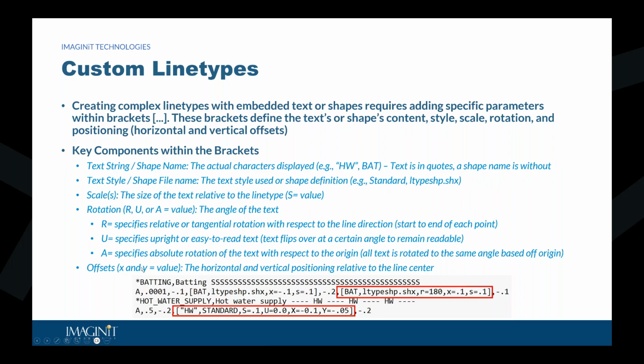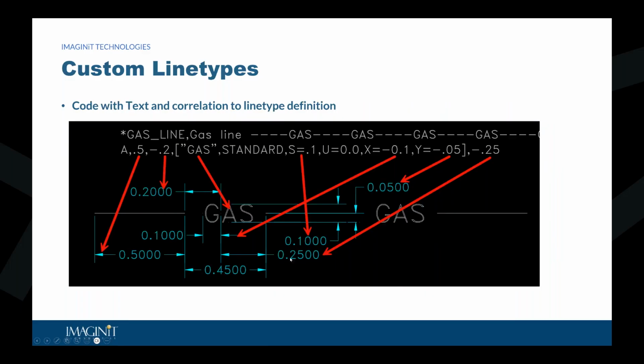And then you have your offsets, your X and your Y value. This is the horizontal and vertical spacing relative to the line center. So with that, we're going to get into what these codes actually mean when we're building a line type. So again, we have gas underscore line, because again, we can't have spaces. And then we have gas line with spaces, and it just kind of tells you what it looks like. And then we have our A, and then we have our 0.5. So this is that first line segment at 0.5. And then we have this negative 0.2 gap right here.